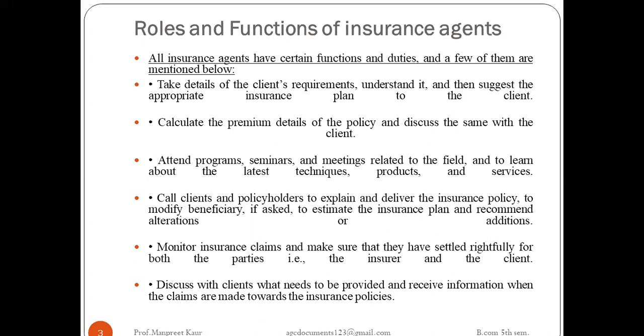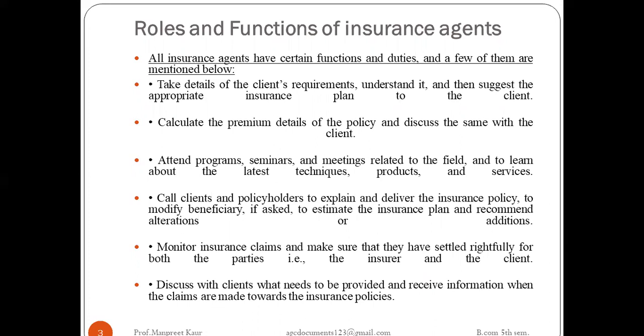The next point is attending programs, seminars, and meetings related to the field. Most insurance agents want to update their knowledge. For updating their knowledge, they need to attend various kinds of programs, seminars, and meetings related to their fields. If they get proper information related to their fields, they learn new techniques and new things about the products and services provided by the insurance company to the clients. So these are some basic features used by the insurance agent for providing proper information to the clients.